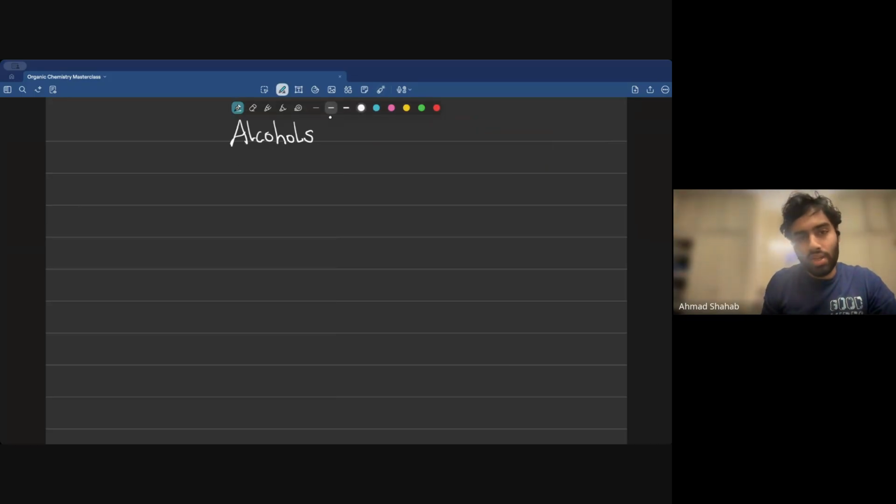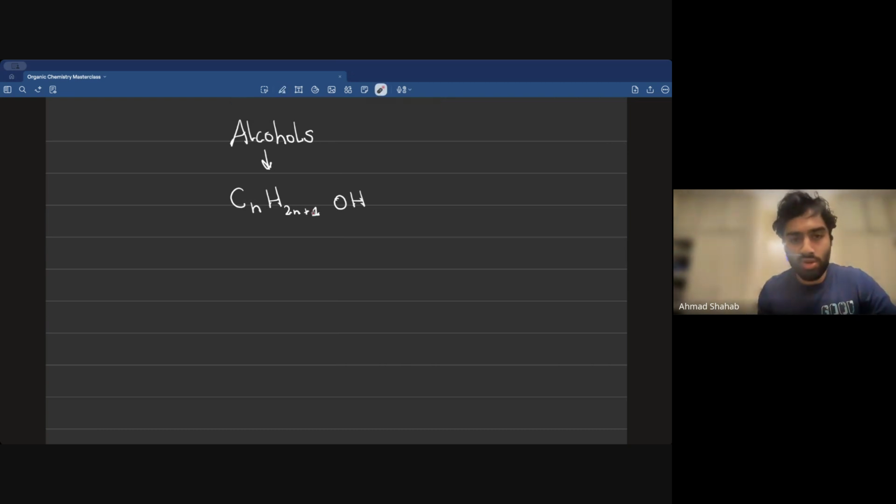And its general formula goes like this: CnH2n plus 1 OH. And once you look at the general formula, one thing that should immediately click in your mind is that CnH2n plus 1 is the general formula of an alkyl group. So an alcohol is generally an alkyl group bonded with oxygen, and that oxygen bonded with hydrogen, right? In actuality, this oxygen is bonded to a hydrogen. We just don't show it a lot of the time. So this is the general formula of an alcohol, right?